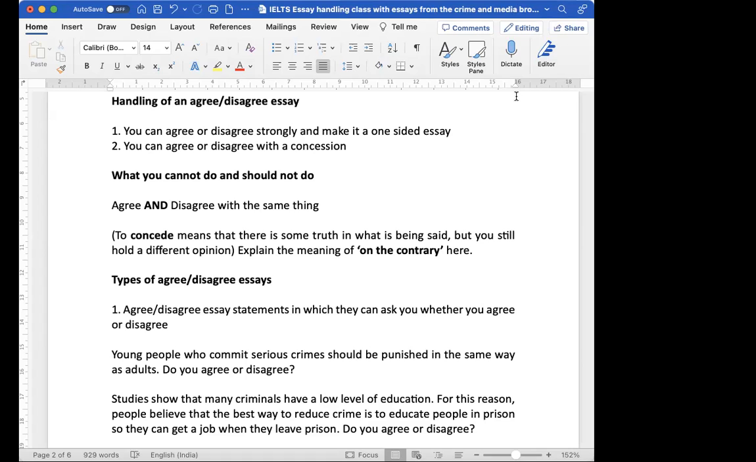Ma'am, you gave us 2 options of handling this type of essay. What do you think is the easiest way to handle it? Rabia, both ways are very easy. Believe me, both ways are very easy. You just have to chalk out what goes in your mind regarding the ideas of that essay. If you have strong ideas for making a one-sided essay, you can make a one-sided essay, which is very good.